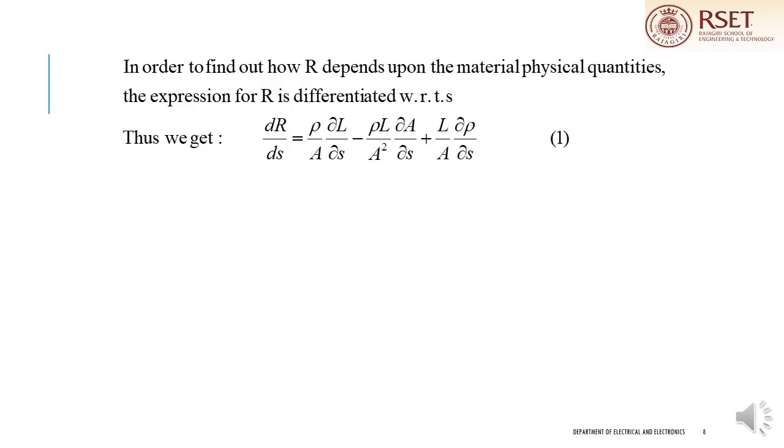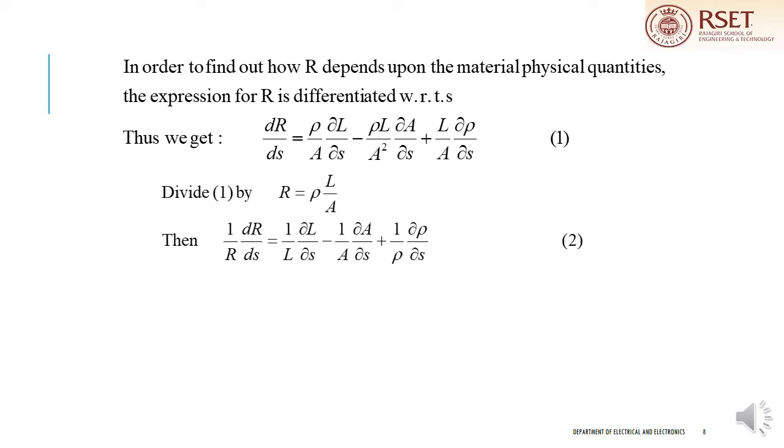Now, in order to find out how R depends upon the physical quantities associated with the material, the expression for R is differentiated with respect to stress, and therefore we will get equation 1. Now we will divide this equation 1 by the equation of resistance, which is given by R is equal to rho L by A. Thereby we will get equation 2.